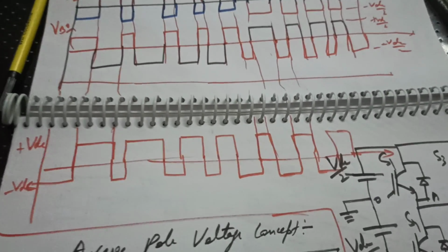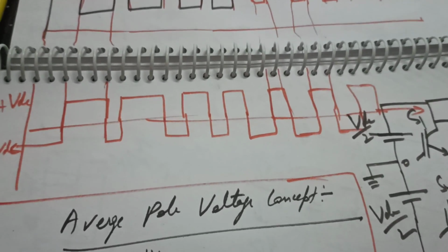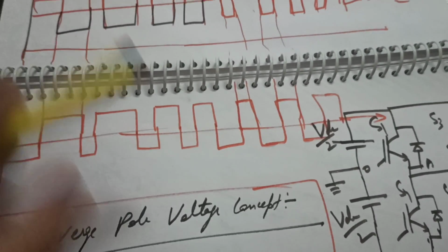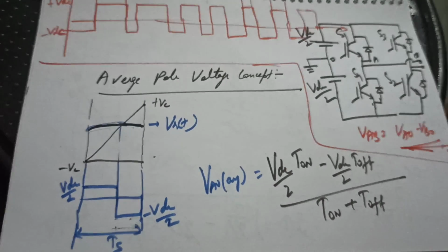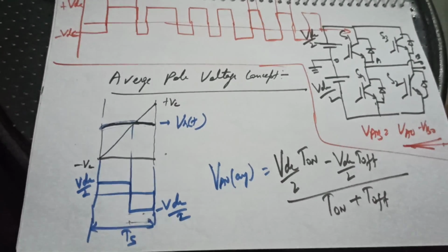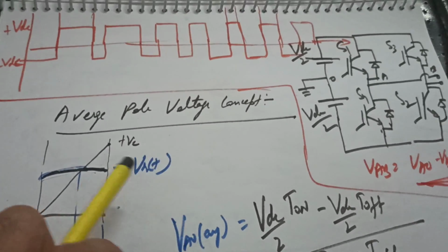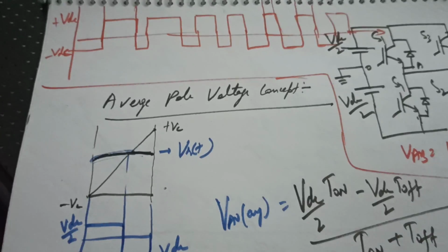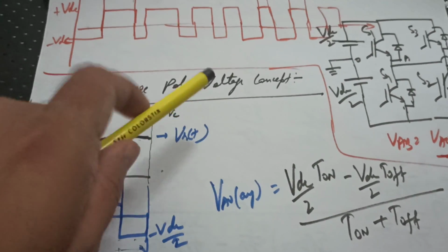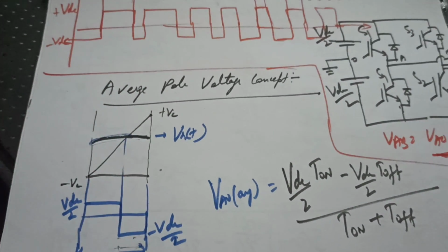So now we will get the output as plus VDC, minus VDC. This is the desired output. Now, how is the average pole voltage calculated? This is again important. Consider a small region. This is a sine wave. I will approximate it to be a straight line. So consider this triangle.